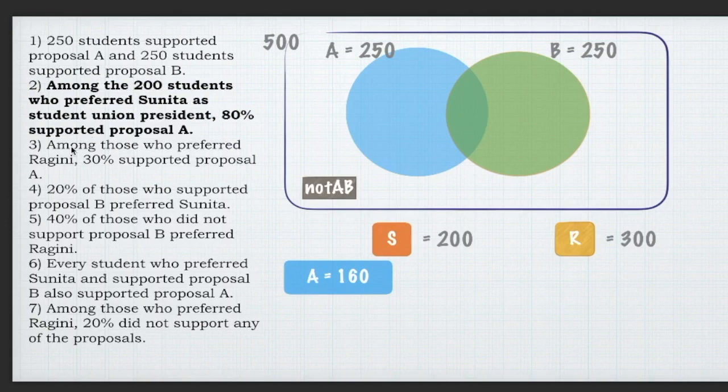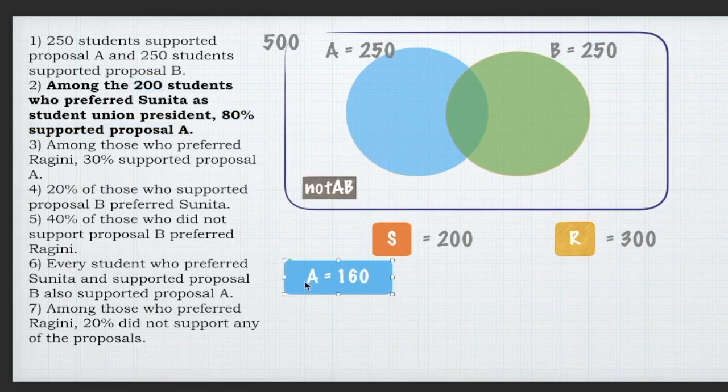The next rule was very interesting. Among the 200 students who preferred Sunita as a student union president, 80% supported proposal A. So Sunita is 200. In fact, if Sunita is 200, I can conclude that Ragini is 300 because there were a total of 500 people and I was told every student does support one or the other candidate. So very good, very clean piece of information coming my way. And the second part said 80% supported proposal A. 80% of what? 80% of 200, therefore 160. That means out of the supporters of S, 160 of them support A.